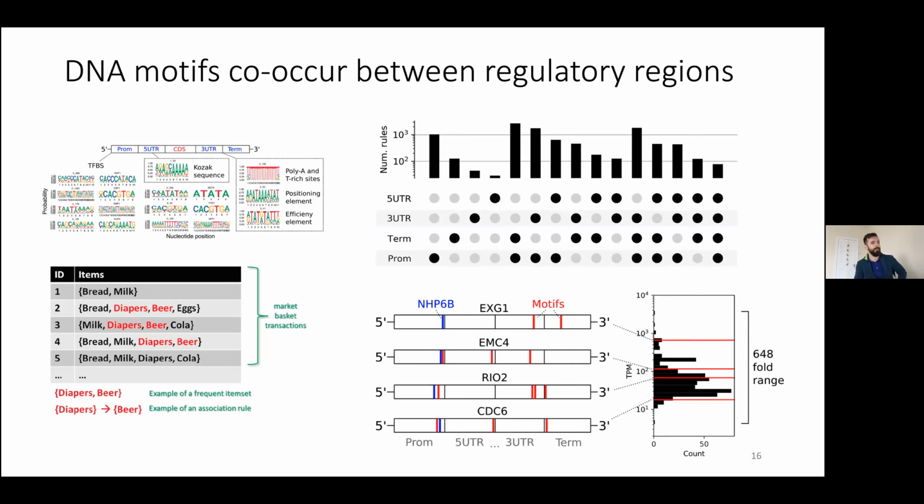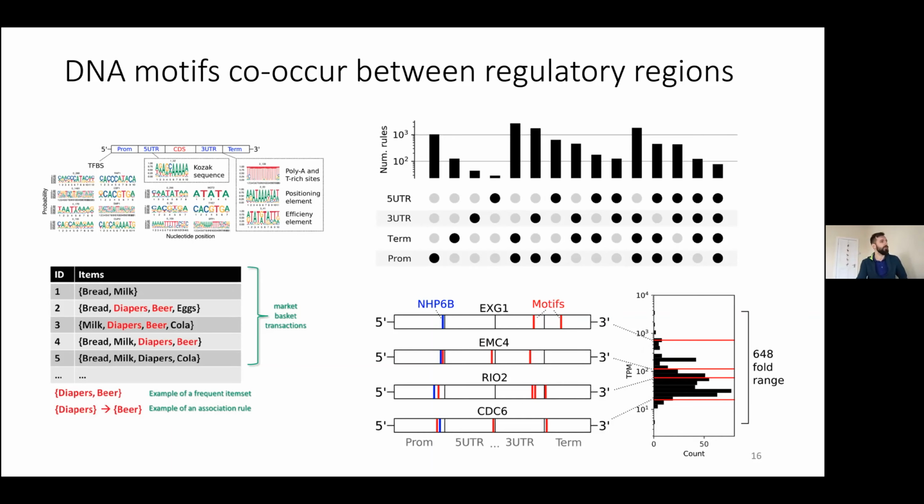And then to exemplify that, we found this with different rules, and to show the difference, these are genes that all have the same motifs in the promoter region, and depending on what they have in different parts of the gene, the gene expression can vary by 600-fold. So we can decipher these rules.